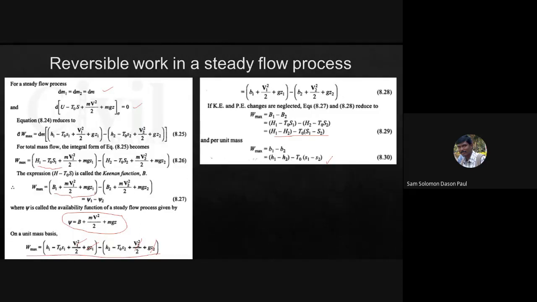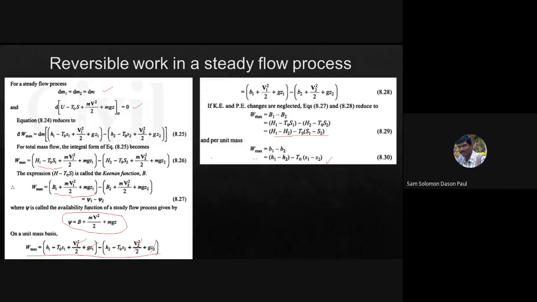Whatever we have done in this case, we are now neglecting the energy stored here, and we convert H minus T naught S as Keenan's function b. And b plus mv squared by 2 plus mg is called the availability function. This is the kind of problem that you will get.